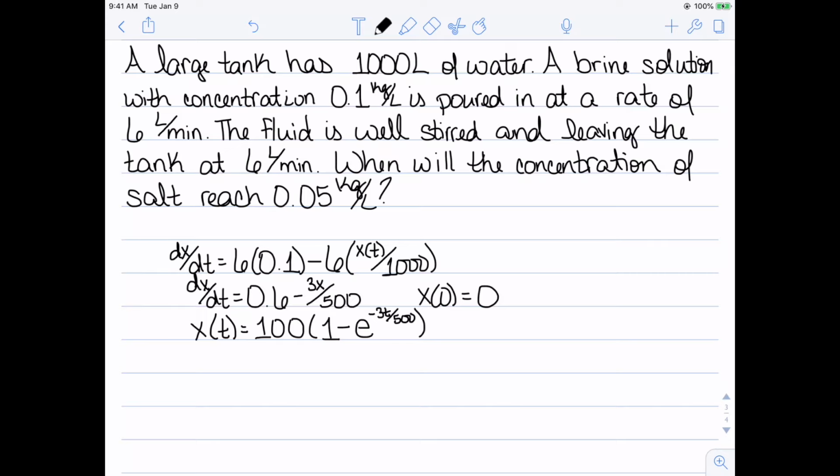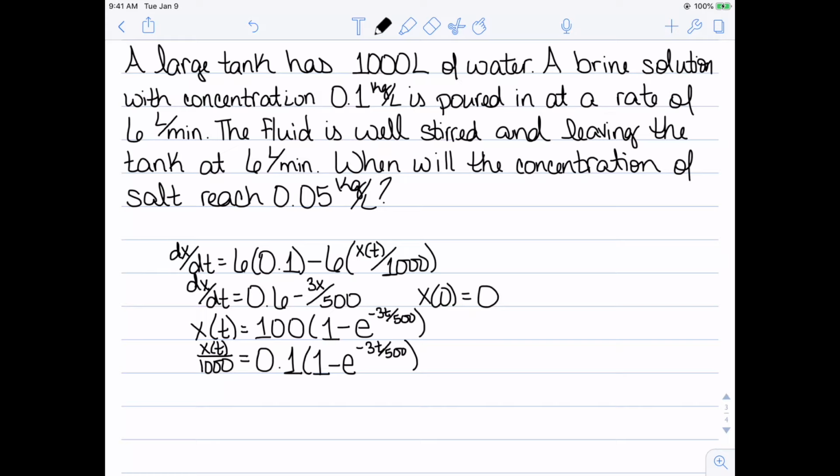And when we do, using our initial condition to obtain the value for our constant, we get that x of t is equal to 100 times 1 minus e to the negative 3t over 500. Since we have 1,000 liters of water, we need to divide through by 1,000 to get the actual concentration of the salt. When we do that, we get x of t over 1,000 is equal to 0.1 times 1 minus e to the negative 3t over 500.